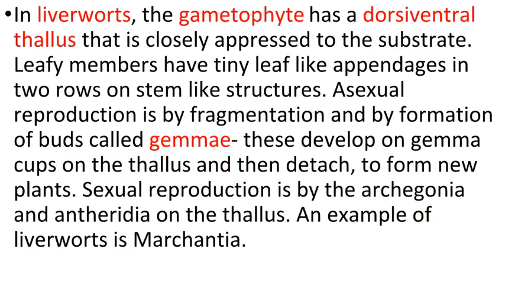In liverworts, the gametophyte has a dorsiventral thallus that is closely appressed to the substrate. Leafy members have tiny leaf-like appendages in 2 rows on stem-like structures. Asexual reproduction is by fragmentation and by formation of buds called gemmae. These develop on gemmacups on the thallus and then detach to form new plants. Sexual reproduction is by the archegonia and antheridia on the thallus. An example of liverworts is Marchantia.